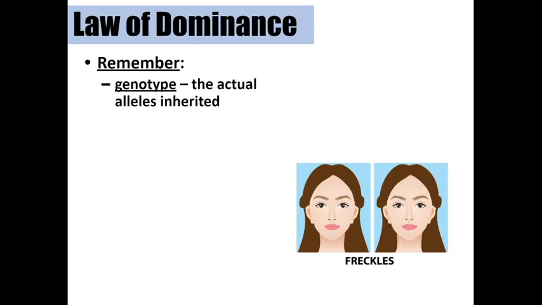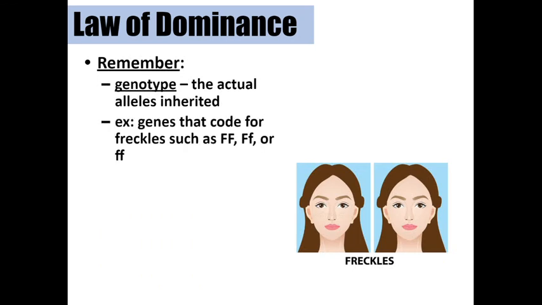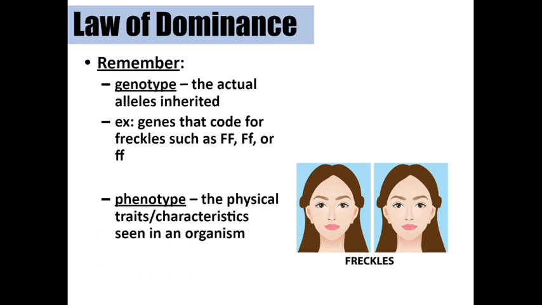So remember that a genotype is the actual alleles inherited. So genes that code for freckles, such as big F big F, which is homozygous dominant, big F little f, which is heterozygous, or little f little f, which is homozygous recessive. Also, remember that a phenotype is the physical traits or characteristics seen in an organism. So, for example, this is the freckles that you would see on this person.